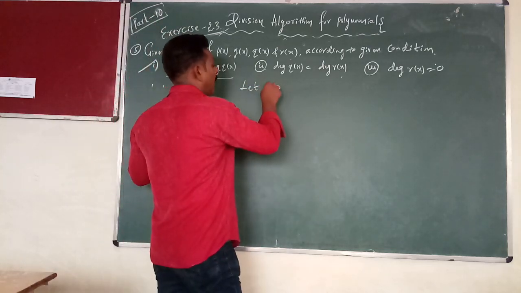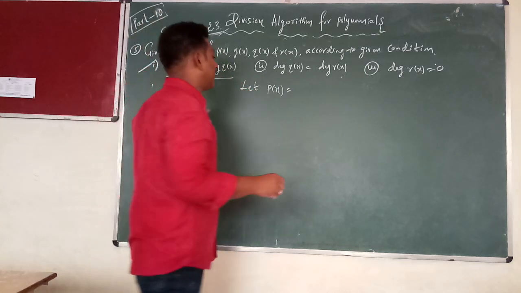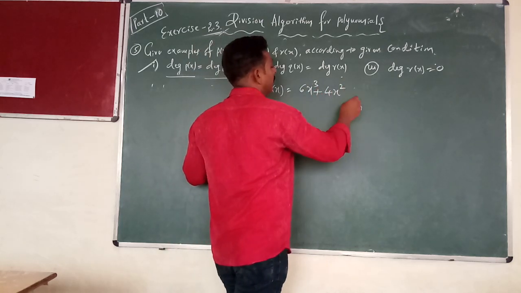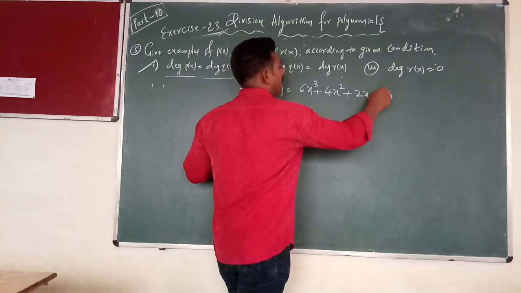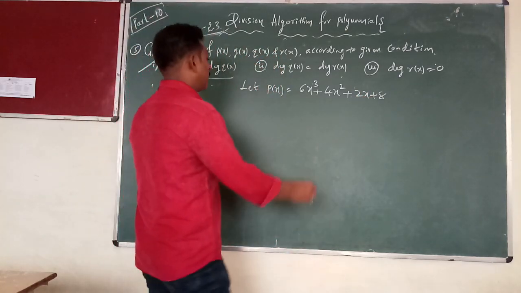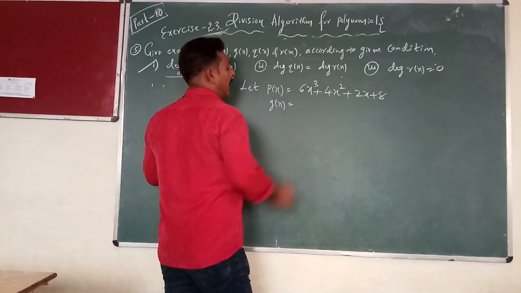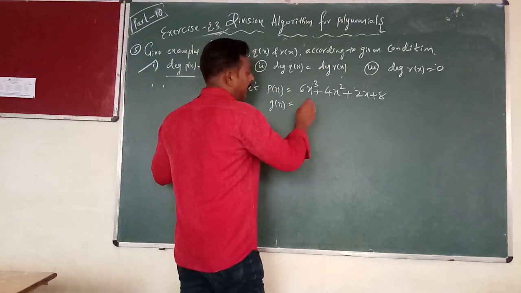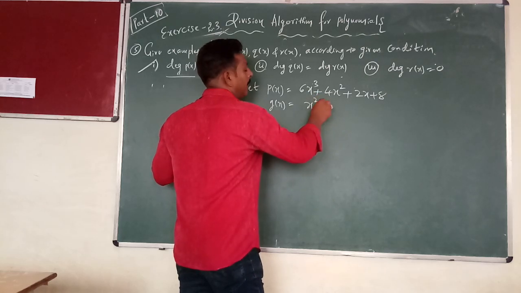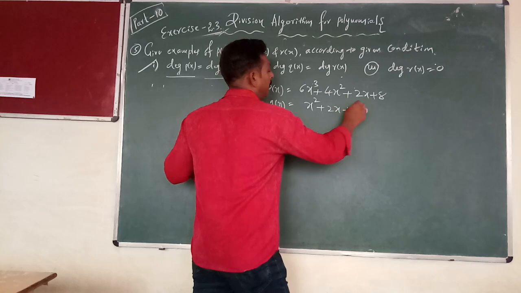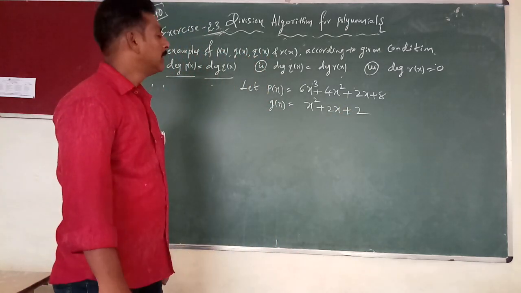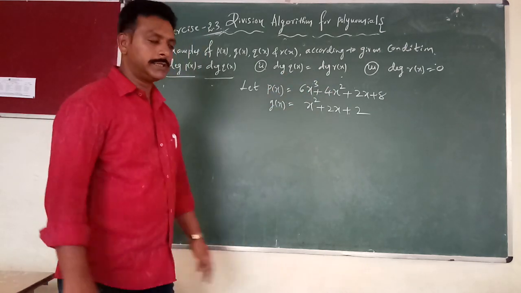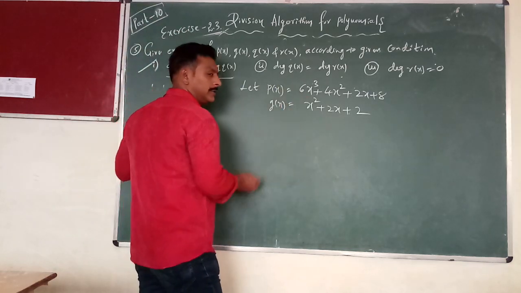So let us consider p of x is equal to 6x cubed plus 4x square plus 2x plus 8. This is one polynomial. And another polynomial, I am taking g of x as, I also don't know whether it is coming or not, as I told, it is a trial and error method, x square plus 2x plus 2. This one I am taking as an example. Let's check what quotient and remainder we get, whether we are getting the same degree quotient and remainder or not. For that we have to divide p of x by g of x.